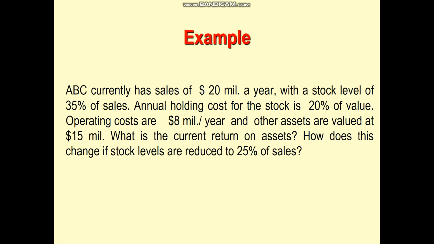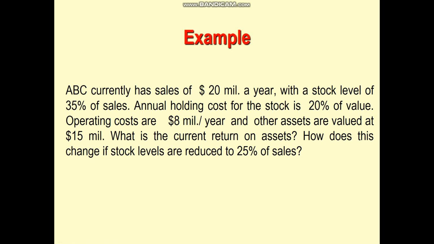Let's look at this example. ABC currently has sales of $20 million per year with a stock level of 35% of sales. And the annual holding cost for the stock is 20% of value. Operating costs are $8 million per year, and other assets are valued at $15 million. What is the current return on assets? How does this change if stock levels are reduced to 25% of sales?